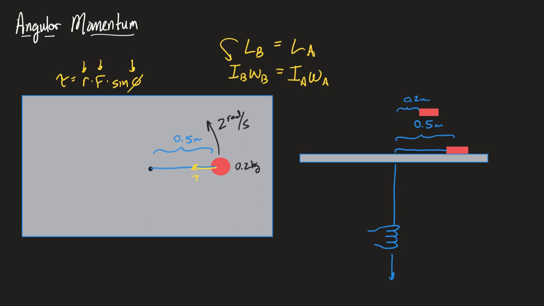The moment of inertia is going to get smaller. The radius is getting smaller, and this is a point mass. The moment of inertia of a point mass is based on how far away from the axis of rotation it is. Moment of inertia equals mr squared.